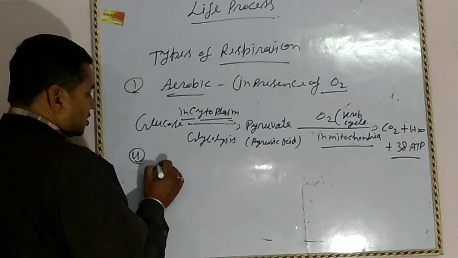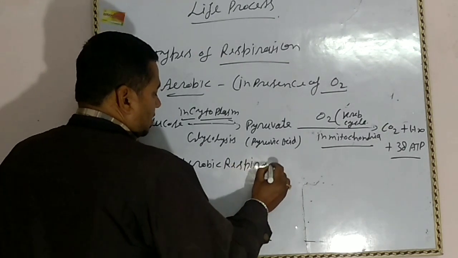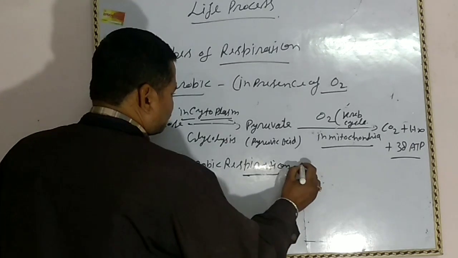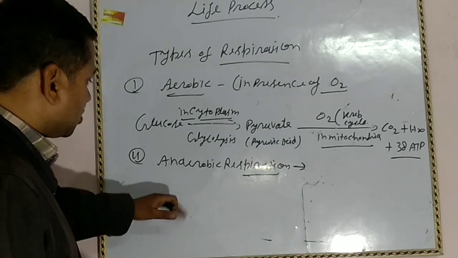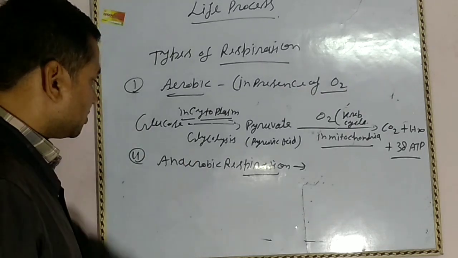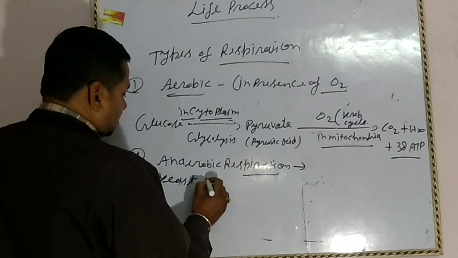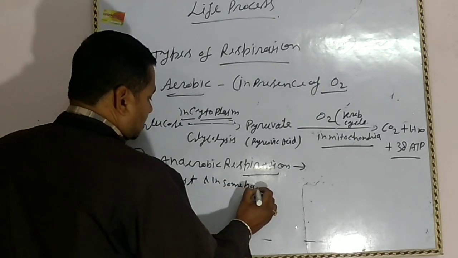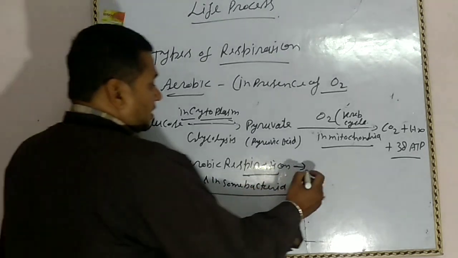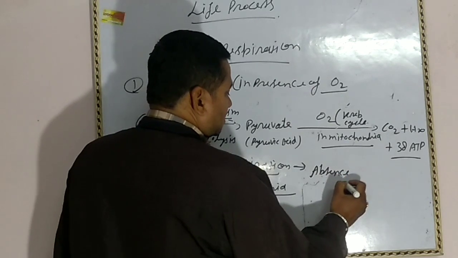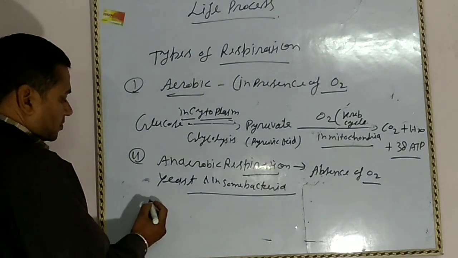Now, second is anaerobic respiration. We see anaerobic respiration in two conditions. In the first condition, yeast and some bacteria undergo the process of anaerobic respiration. It happens in absence of O2, meaning oxygen.